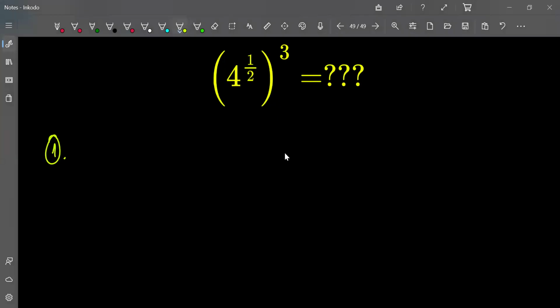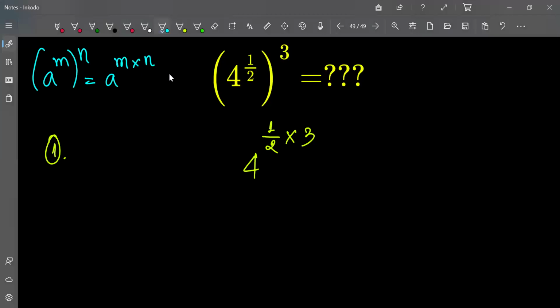For the first way, this exercise becomes 4 power 1 over 2 multiplied by 3, because of the power rule: A power m, all power n, is equal to A power m multiplied by n. So now we get 4 power 3 over 2. And then I split 3 over 2 into terms. So we get 4 power 2 over 2 plus 1 over 2.